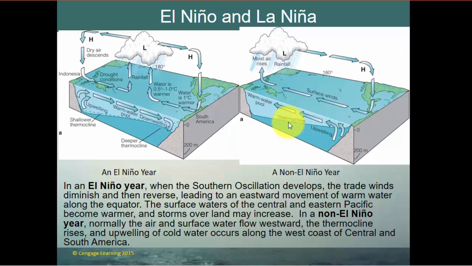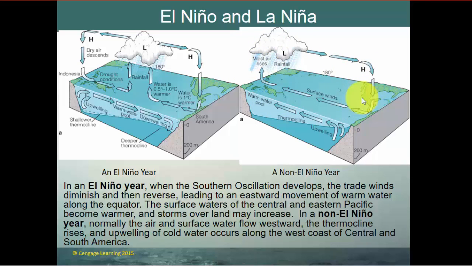Remember, cold water is brought in from the south with the Peru current. California current brings cold water in from the north here. Cold water, the air sinks over that cold water. Warm water here, air rises over that warm water. And so the typical non-El Nino year has a lot of warm water piled up on the west side of the Pacific Ocean, and cloudy wet weather where we have dry weather on the east side.